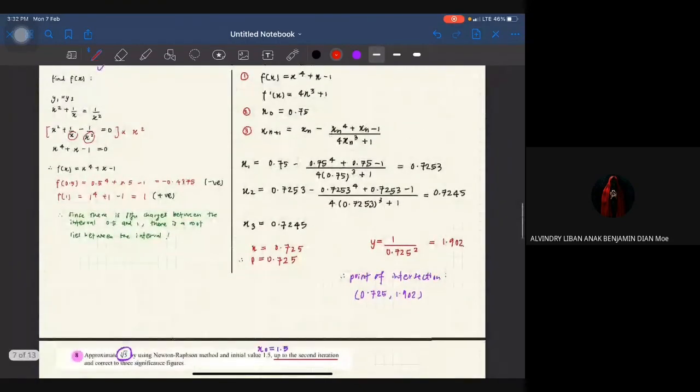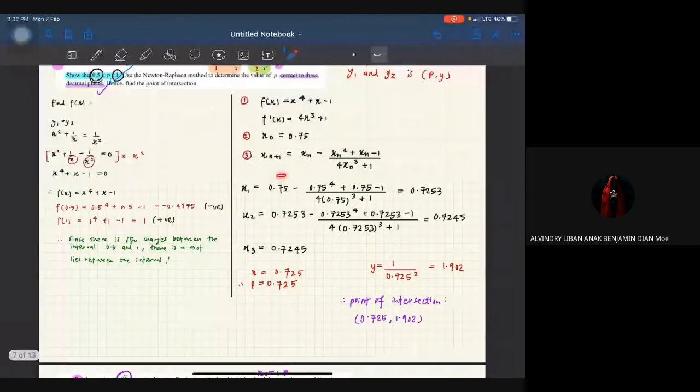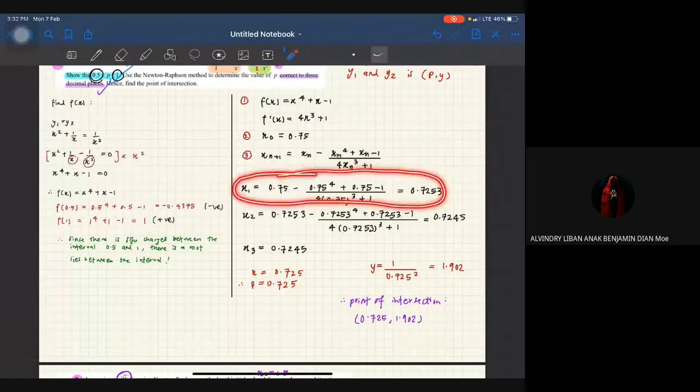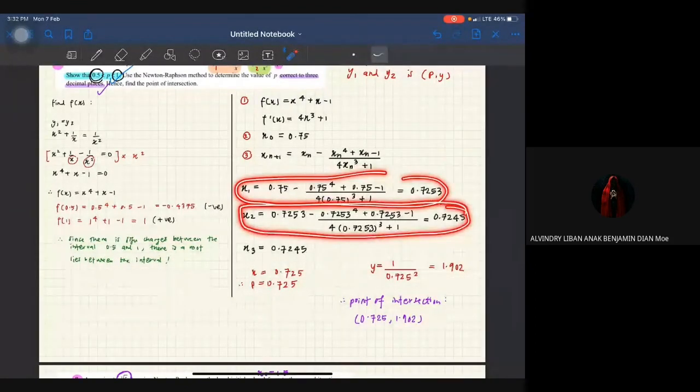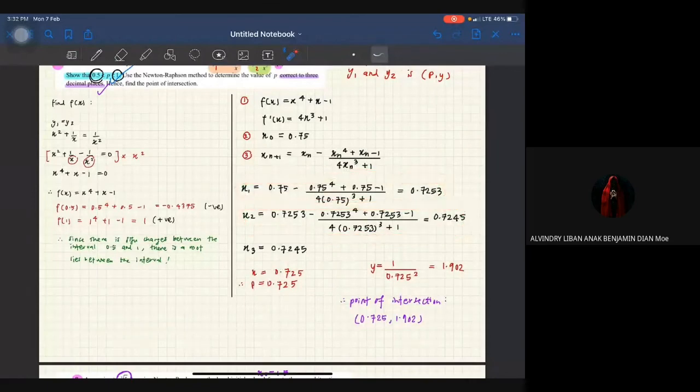Okay, so this one is called the first iteration. Yes, exactly. So if this is the first iteration, this one is our second iteration. Maksudnya soalan ni dia nak awak cari sampai X2 sahaja. Lepas tu terus conclude apa jawapan awak. So you don't have to find the same value repeatedly twice. Stop sampai X2, terus ambil nilai belakang ni, itu jawapan awak. Itu je.